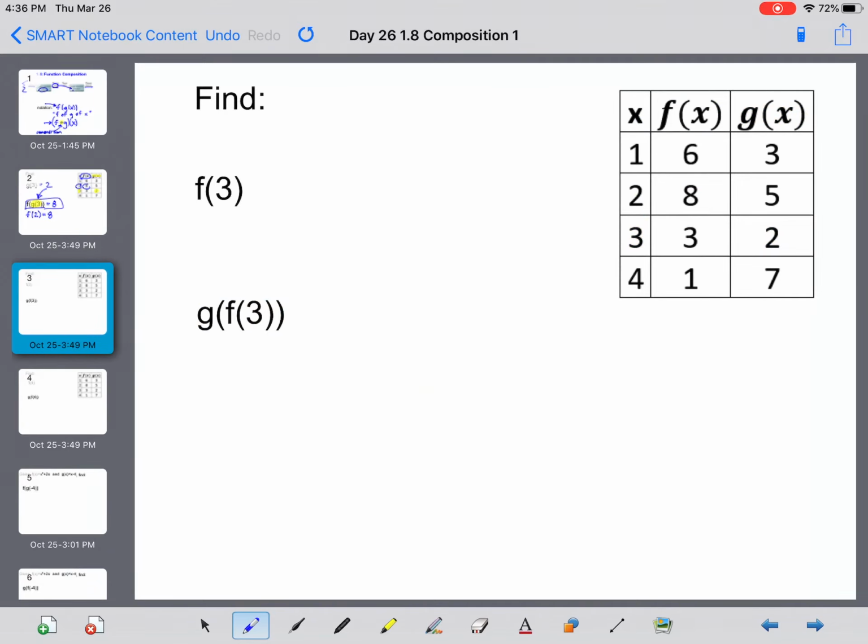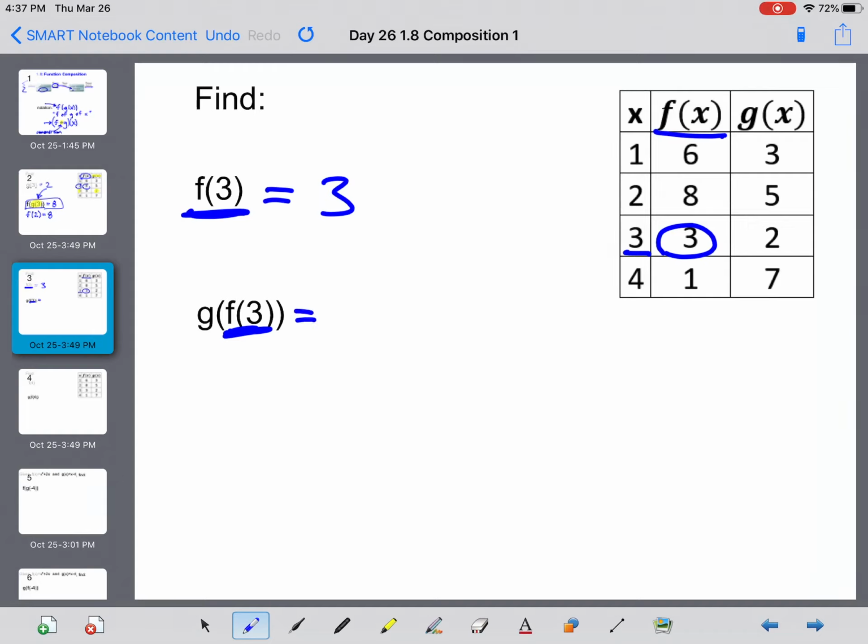Let's try one more like this. So let's try g of f of 3, and we're going to use that information to ultimately help us determine g of f of 3. So f of 3, that's going to be our inside piece right here, so that's what we're going to find first. So function f, my input value of 3 is 3. So f of 3 is 3.